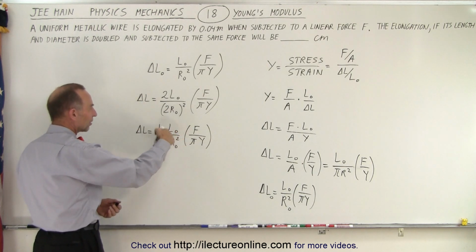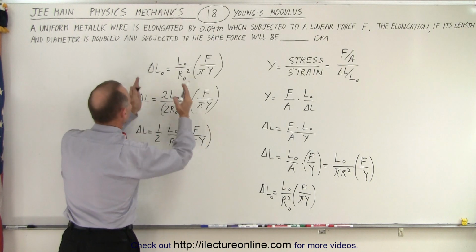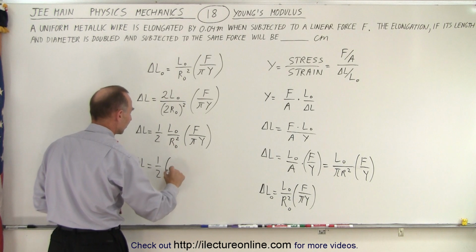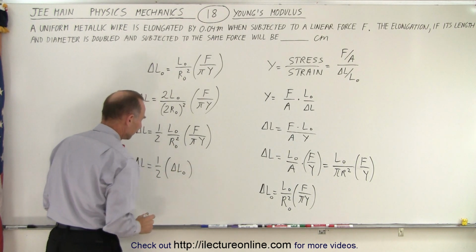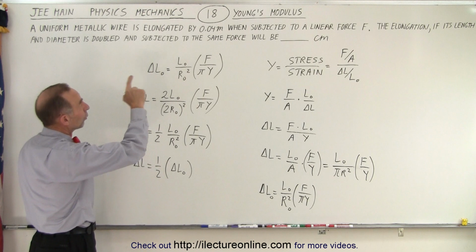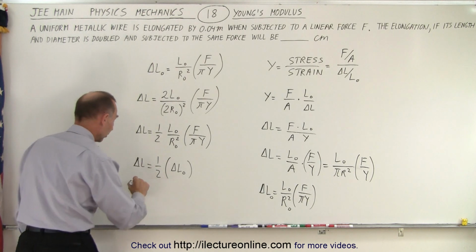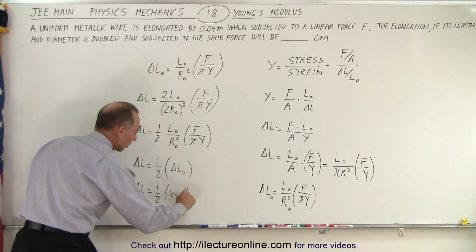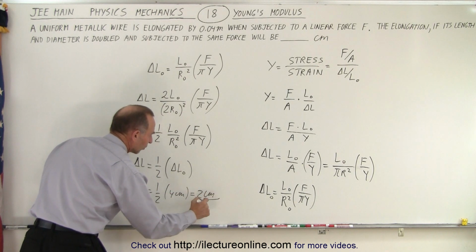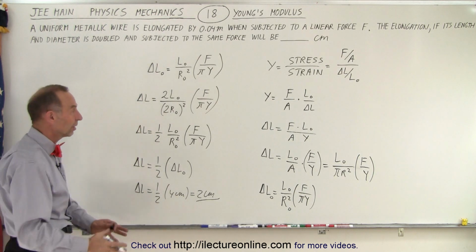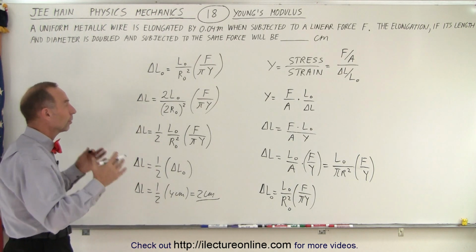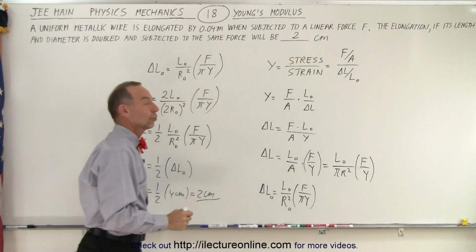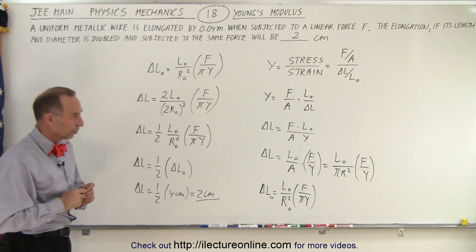And of course this portion right here was the original delta L. So that means the new delta L is going to be 1/2 times the original delta L. And the original delta L was 0.04 meters, which is 4 centimeters. So the new delta L equals 1/2 times 4 centimeters, which is equal to 2 centimeters. So that's the new elongation by doubling the length and doubling the diameter. And so the answer is 2 centimeters for the new delta L.